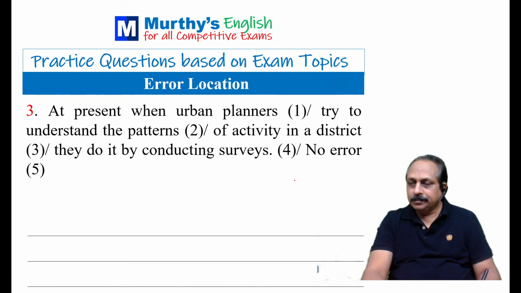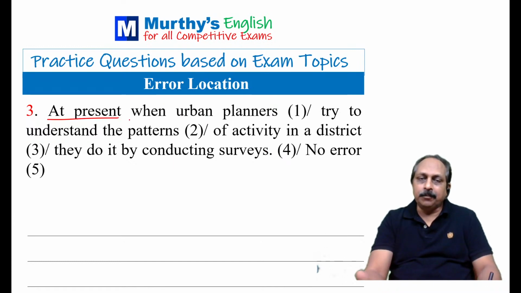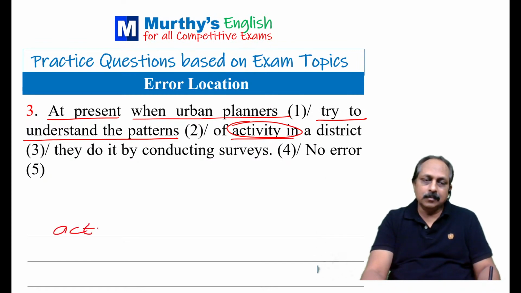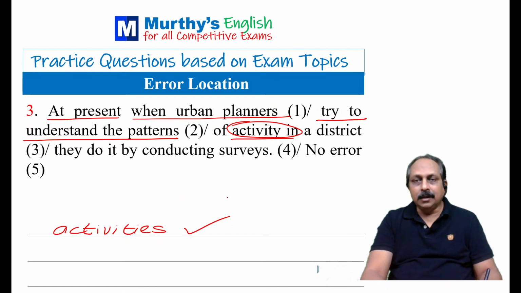No, no, no, no. No one has got it right. Perhaps a tough question. At present, nothing wrong. It's a phrase. When urban planners, nothing wrong, try to understand the patterns, again, nothing wrong, of activity in a district, they do it by conducting surveys. In a district, it is not one activity, it should be activities. Activities, not one activity, many activities. At present, when urban planners try to understand the patterns of activities in a district, they do it by conducting surveys, not activity. The noun should be in the plural form.